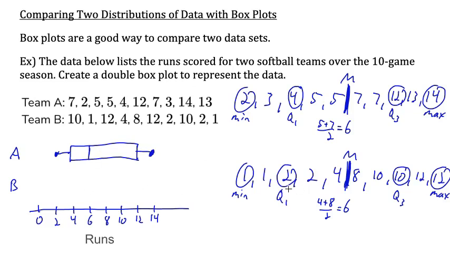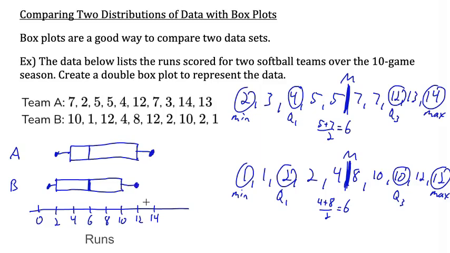Right, now I'll draw the box for Team B from 2 to 10. We'll draw a line for the median at 6, and a whisker down to the number 1, and the other whisker over to 12.